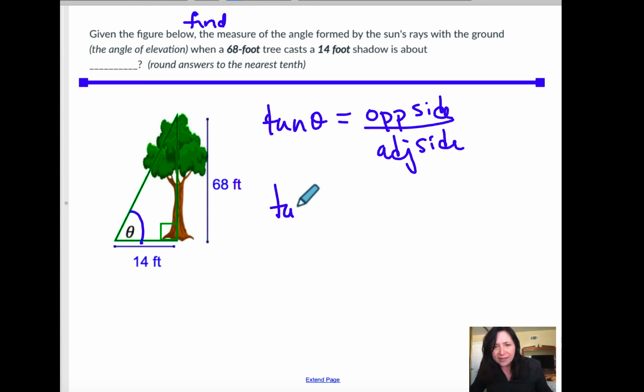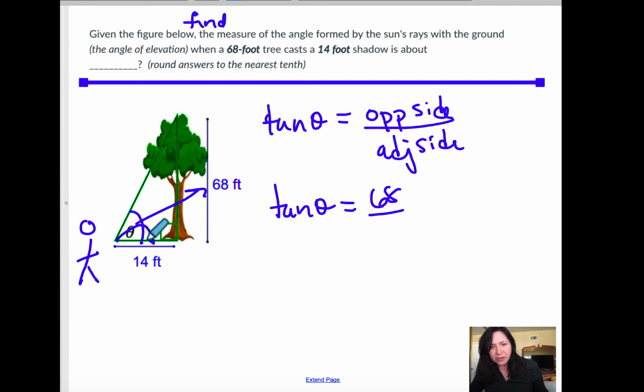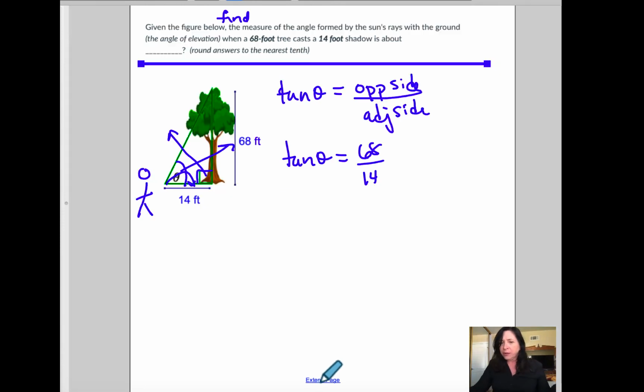So we're going to say tangent of theta is equal to the opposite side, which is 68, over the adjacent side. The adjacent means next to. And I know it looks like there's two sides that are next to, but see this right angle here? That means that this is my hypotenuse. And tangent does not use the hypotenuse. Sine and cosine do, and that's something we're going to do after the break, but not tangent.